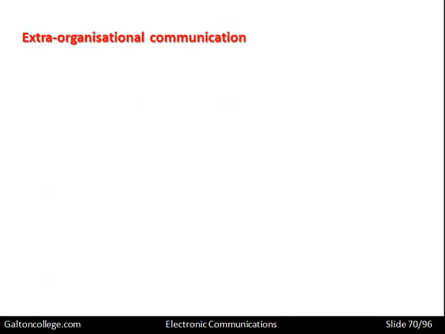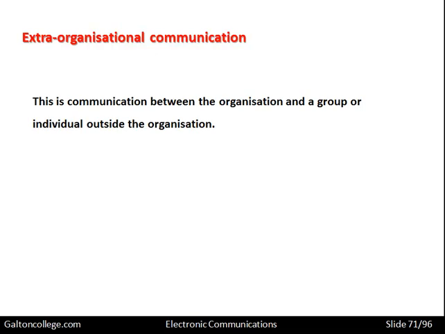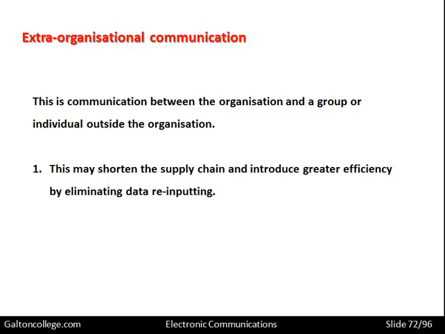Extra-organizational communications. This is communication between the organization and a group of individuals outside of the organization. So it's possible to have communications between an organization and a group of individuals outside. It may shorten the supply chain and introduce greater efficiency by eliminating data re-inputting.